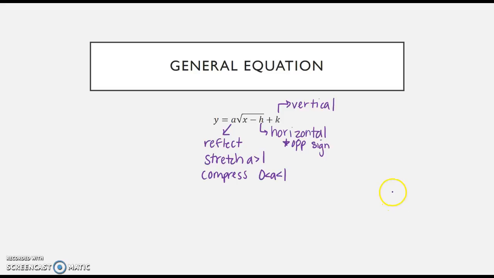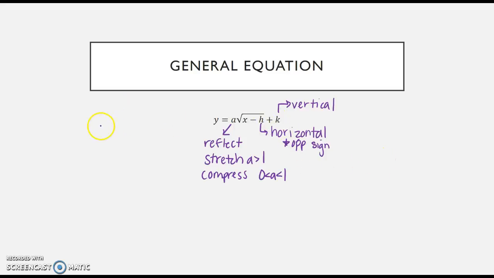And this translation, remember, everything is a translation of our parent function. So my parent function starts at 0, 0, and it goes up to the right. So that means if I go left, right, up, down, I'm taking that middle point and I'm moving it based on that horizontal and vertical translation. So that HK point is very important for us.